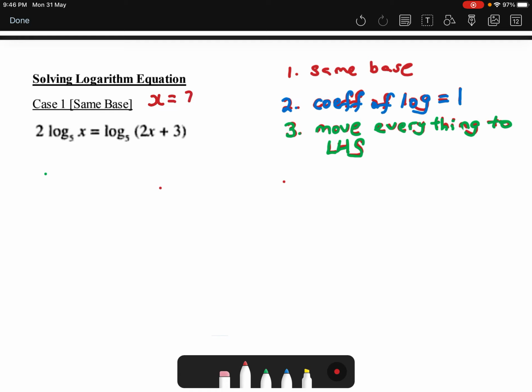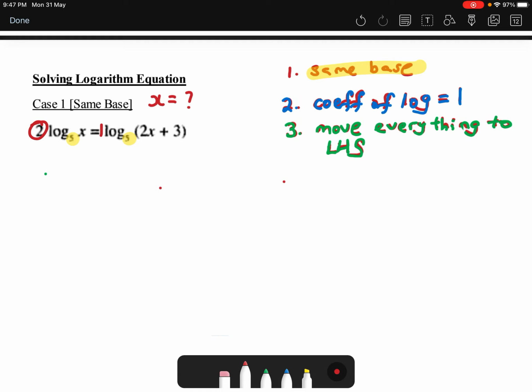Okay, so first of all, every time we solve a logarithm equation, we must make everything into the same base. The base is this, the 5, the small number. Second of all, we must ensure that the coefficient of the log is 1. For the right hand side it is okay because the coefficient is 1, but on the left hand side, the coefficient is 2. So it's very important to make it into 1.